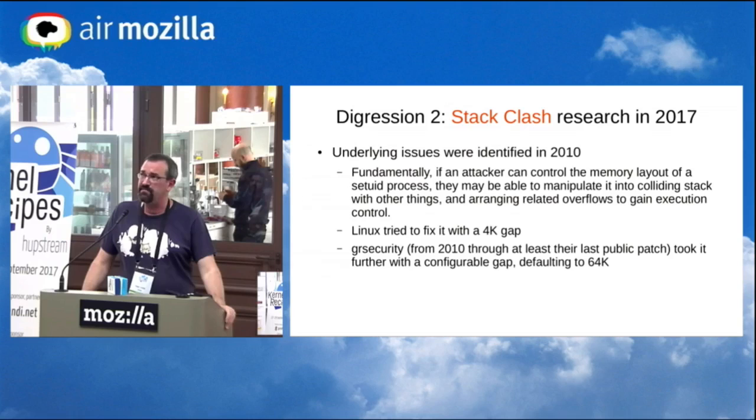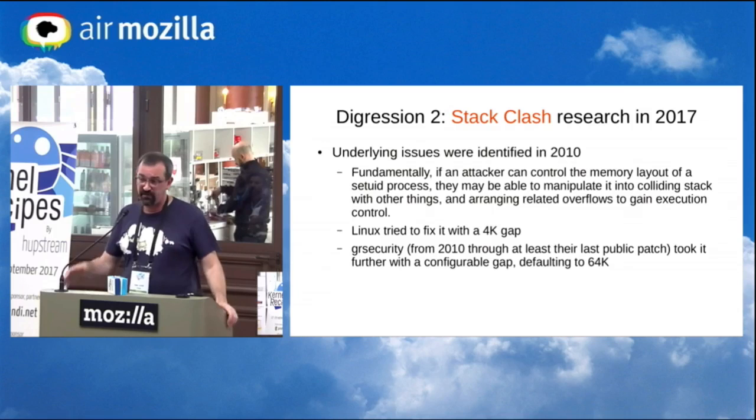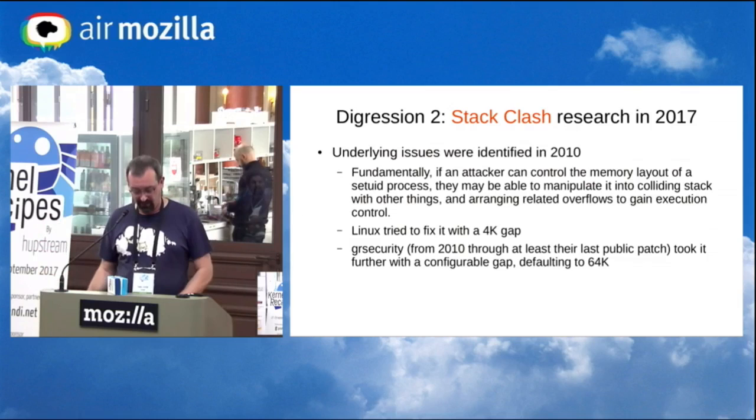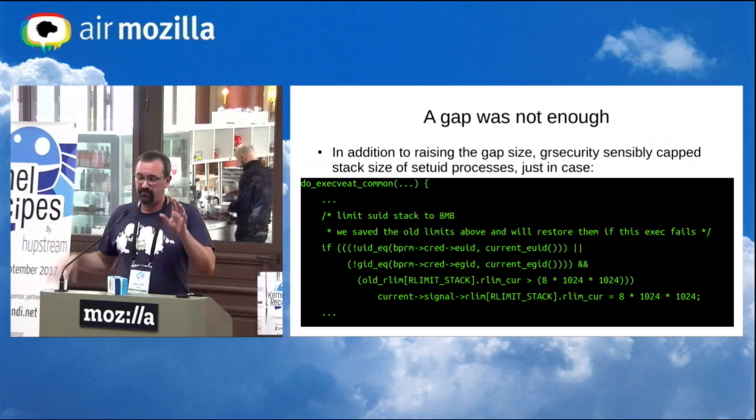So the stack clash problem in 2017, most of the underlying issues got pretty well understood in 2010, and Linux took some action upstream to add this gap between stack and heap in user space memory layouts. Linux added this 4K gap, and GR Security looked at this issue and thought, well, let's add a bunch of defenses around this. We're going to add a gap, but that's not enough. We want to also stop a setuid process from having a very large stack. So we'll limit the stack to 8 megabytes for setuid processes. And this will stop memory layouts from being adjusted if you have a really large stack limit.